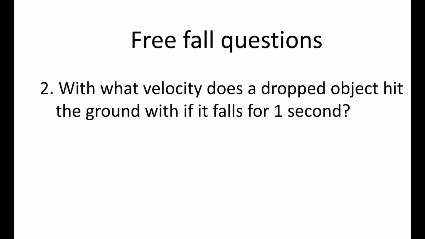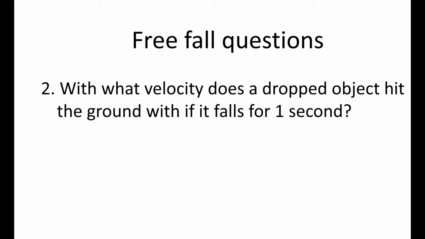Number 2, with what velocity does a dropped object hit the ground if it falls for 1 second? 9.8 meters per second squared, or not squared, since we're looking for the velocity. So that'd be negative 9.8 meters per second is how fast it's going. We're saying down is negative, so anytime we have a velocity or displacement down, it's going to be negative.